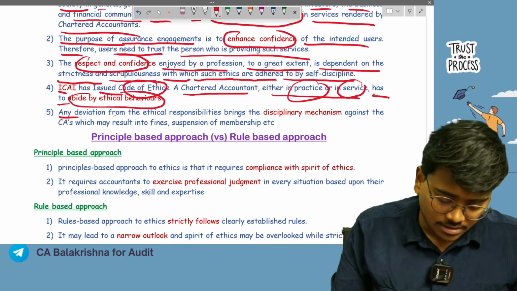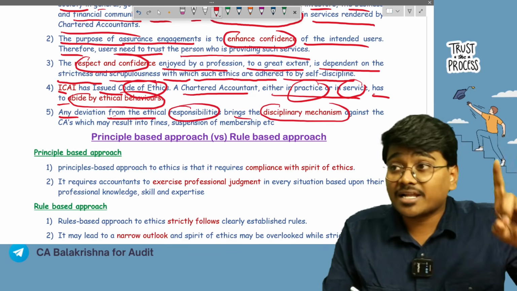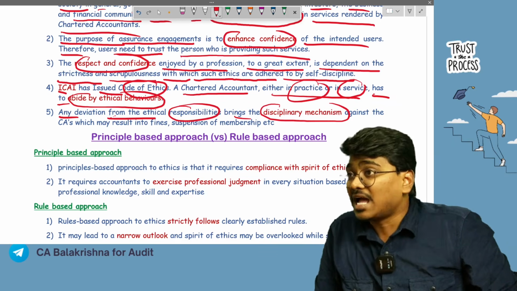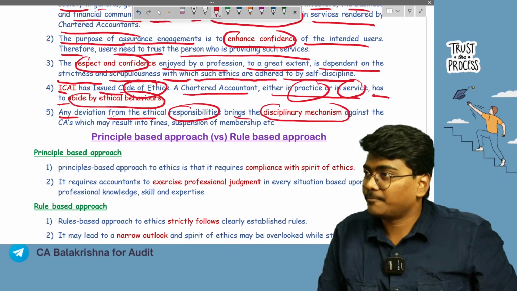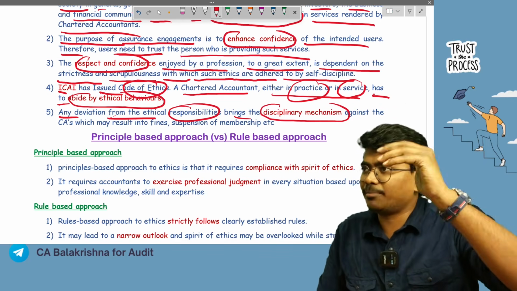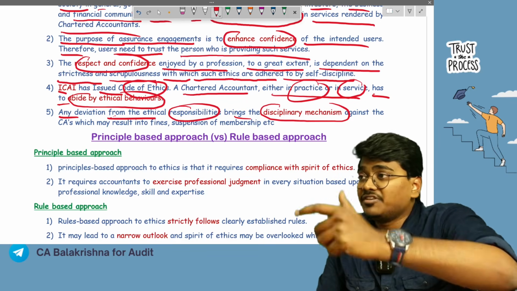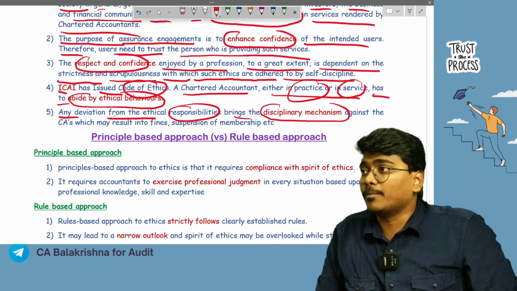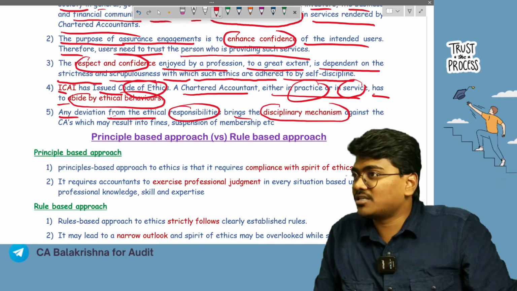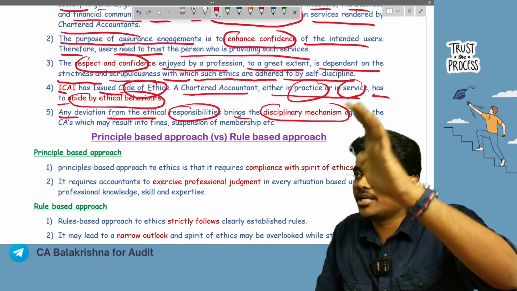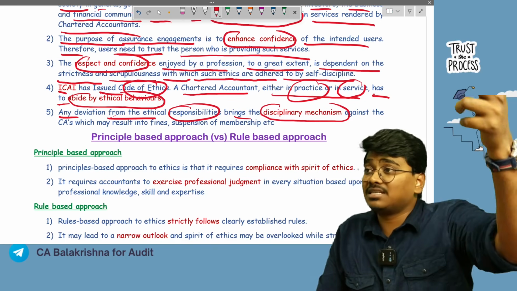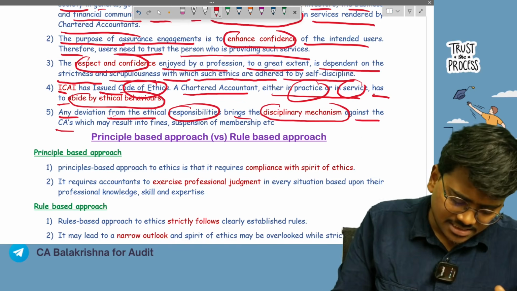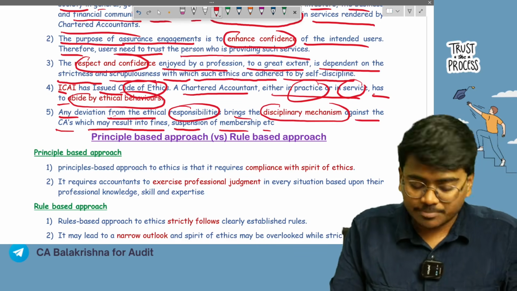Next, any deviation from the ethical responsibilities brings a disciplinary mechanism. I told you, if you don't follow ethics, there is a disciplinary mechanism in the institute. As per that, you will be punished, like imposing some penalty. The penalty is based on the severity of the issue. They will impose the penalty, and they will also remove your name from the register of members. What will happen if they remove your name from the register of members? You cannot do practice, you cannot call yourself a chartered accountant. That much serious punishment will be there if you don't comply with ethics. Got it? Against the CA, which may result in fines, suspension of membership, etc. Got it?